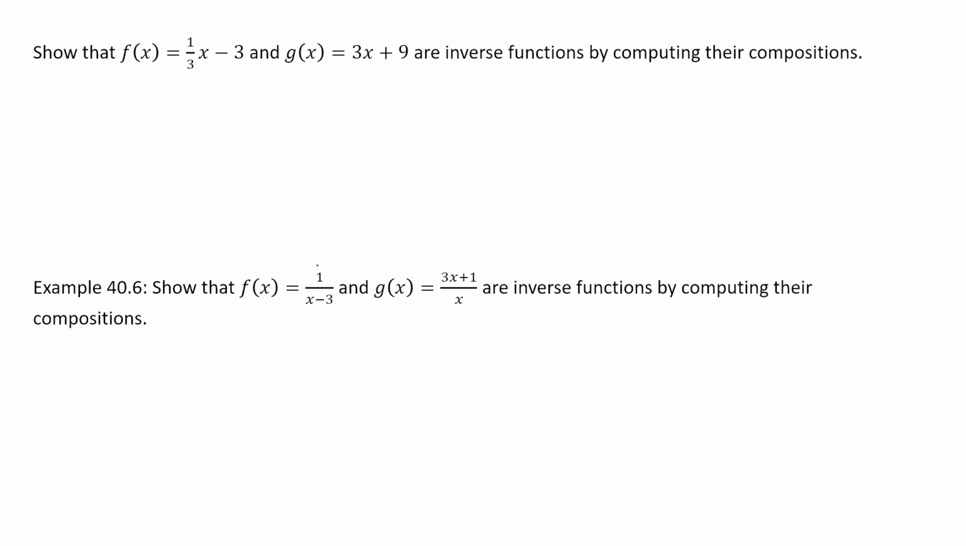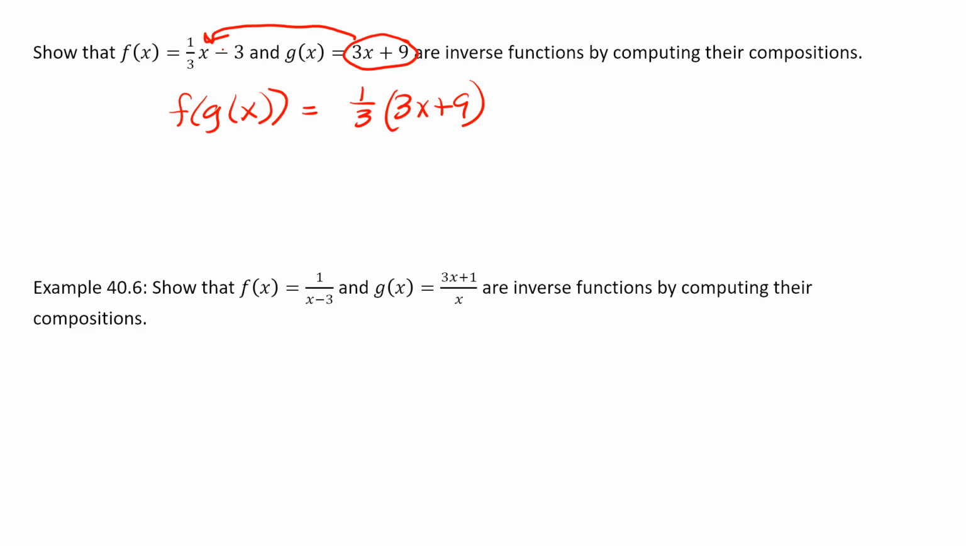So if you look at an example, show that f of x equals 1/3 x minus 3 and g of x equals 3x plus 9 are inverse functions by computing their compositions. So f of g of x to start with. You take the g of x function and put it into the f function. You're going to put that in for x. So 1/3 times 3x plus 9 minus 3 is equal to x plus 3 minus 3, which is x. So that worked. We put g of x into the f function and we got x.